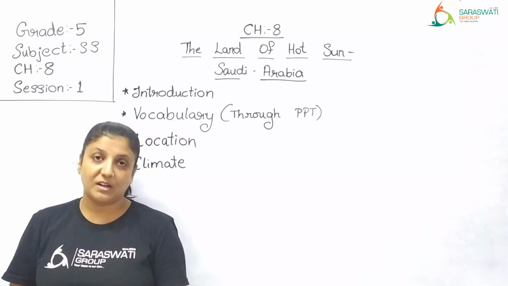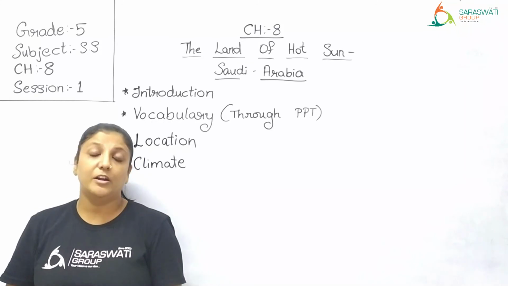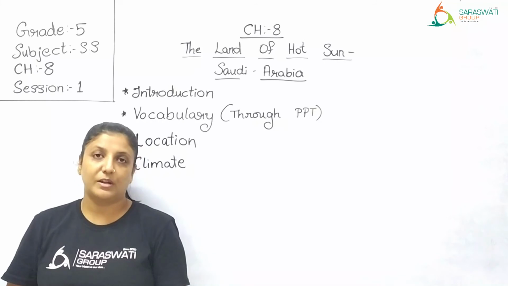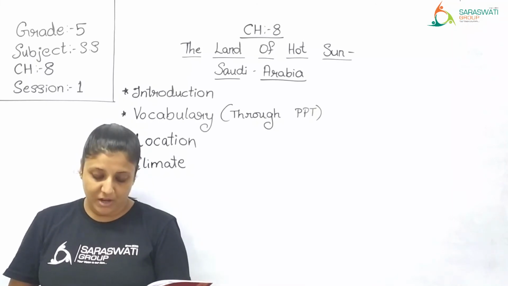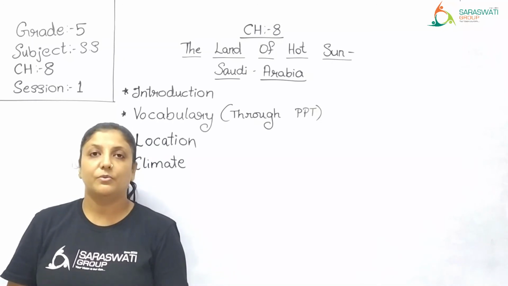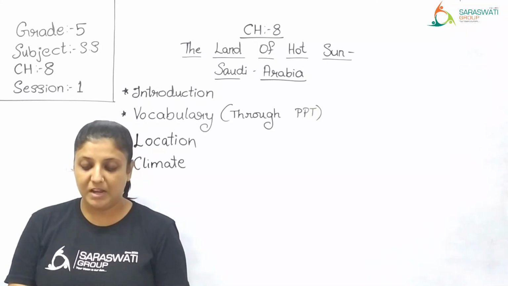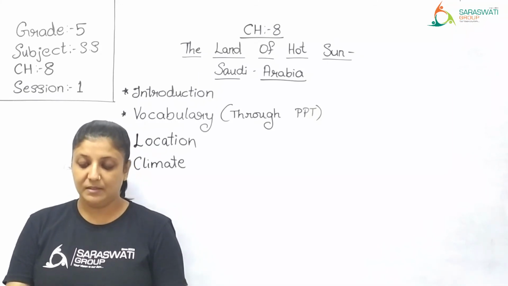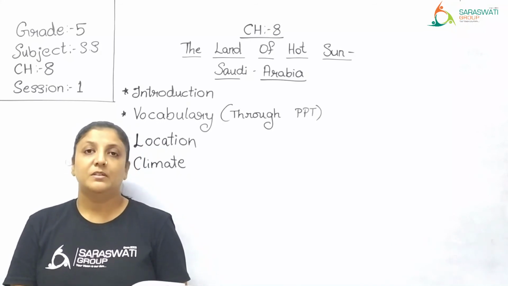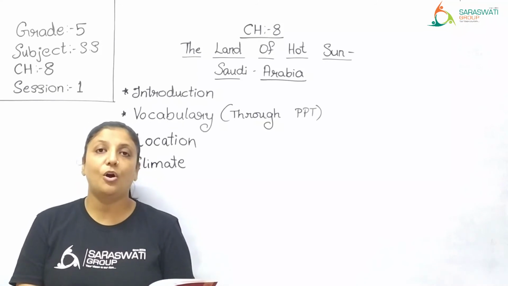Next, talking about the climate of Saudi Arabia. Since it is a desert and also the Tropic of Cancer passes through it, this is a hot desert, you can say. Saudi Arabia experiences an extremely hot climate. It means the climate is very hot. During the day, the sun causes the sand to heat up. During daytime, the sun's rays make the sand very hot.